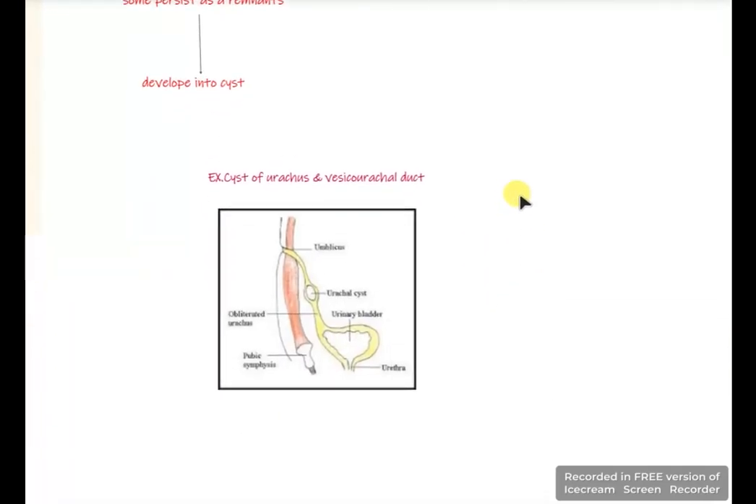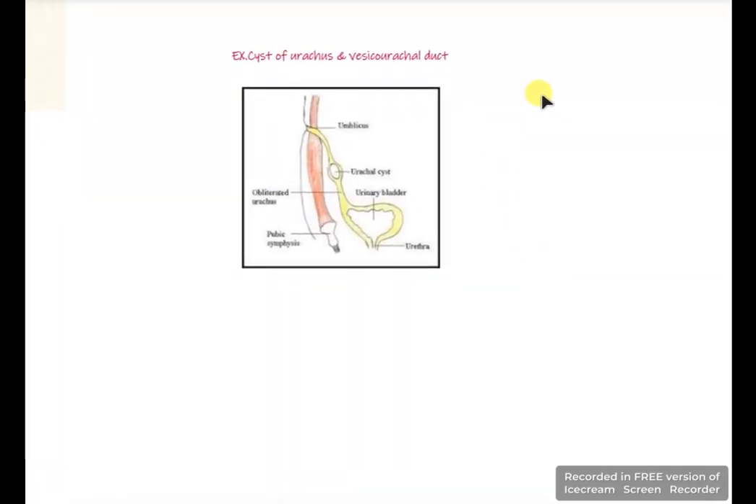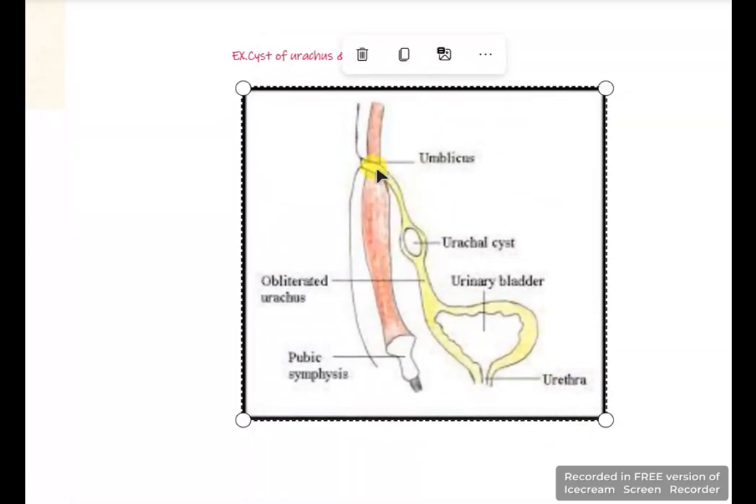We'll see here the example of cyst from embryonic remnants, which is cyst of urachus and vesicourachal duct. So here is the example. This is the umbilical part which is the remnant, and here the cyst is formed.